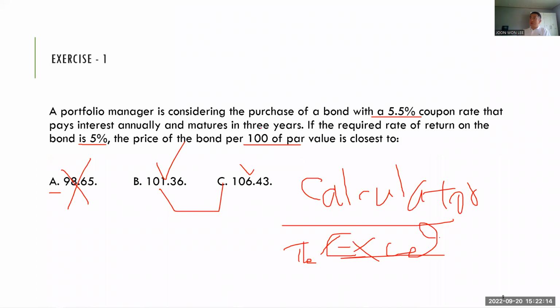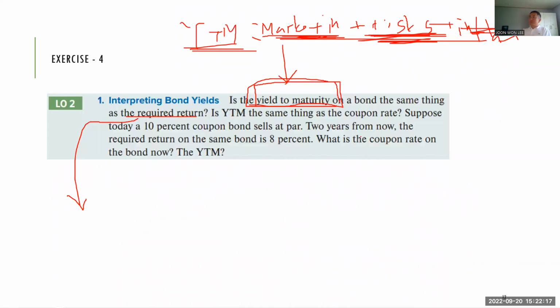So yield to maturity is actually the same thing as a required return, basically. Okay.